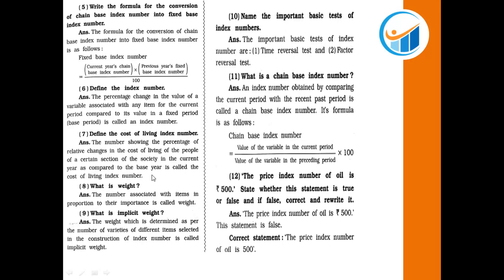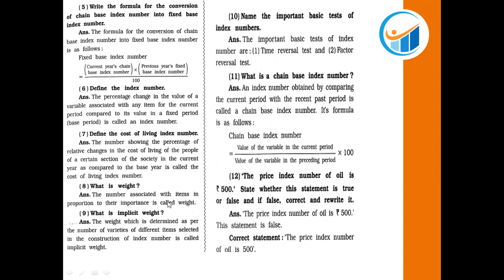Then after that, the most important definition is question number 8: what is weight? So all these three definitions, so many times out of these three anyone will be asked in board in question number 11 in section B. Question number 1, what is the simple meaning of weight? So the number associated with items in proportion to their importance is called the weight.